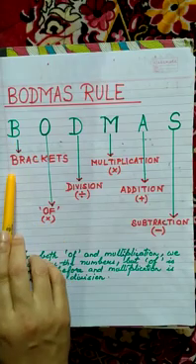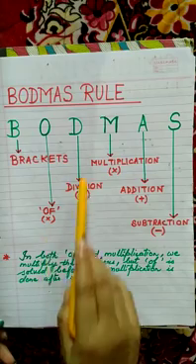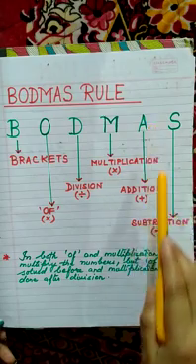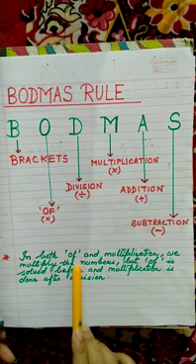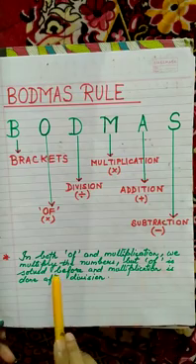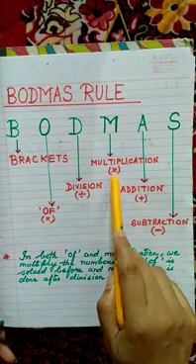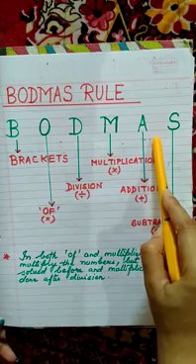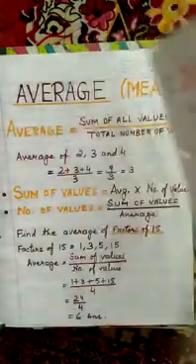BODMAS, where B stands for brackets, O for of, which means multiply, D for division, M for multiplication, A for addition, S for subtraction. In both of and multiplication, we multiply the numbers, but of is solved before division and multiplication is solved after division. So this is the order with the help of which we are going to simplify a complex sum. Let's see how we do it.